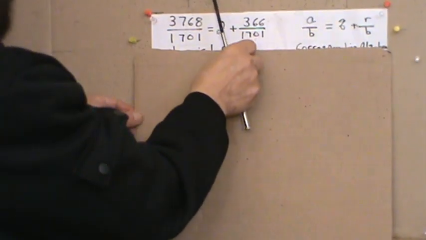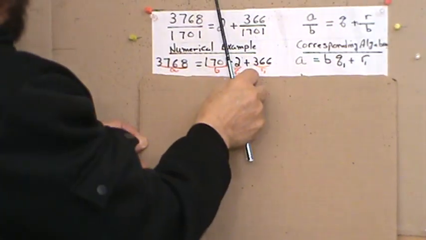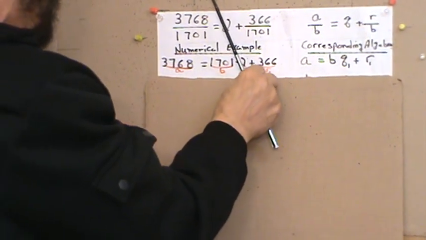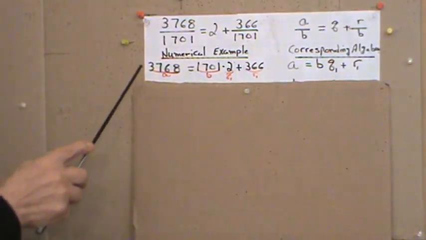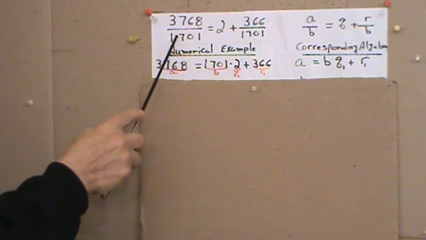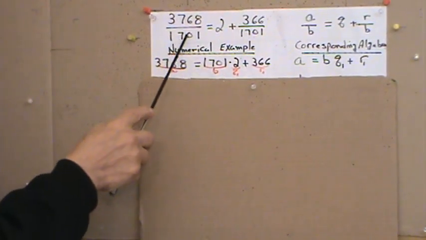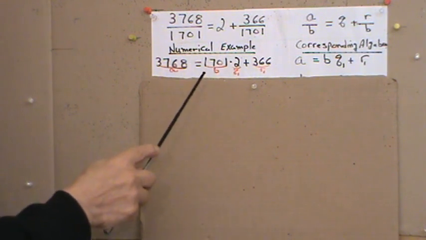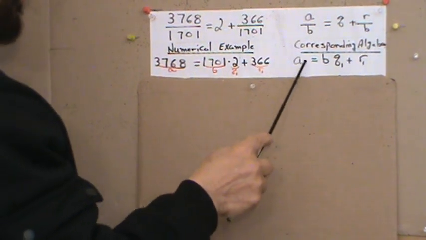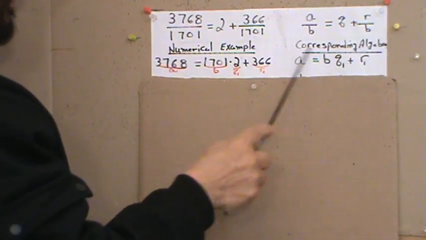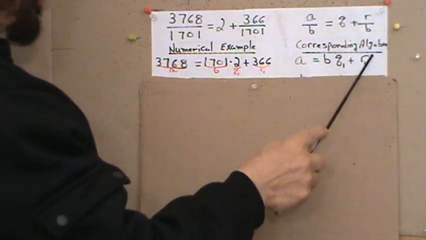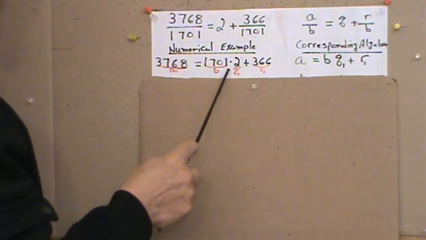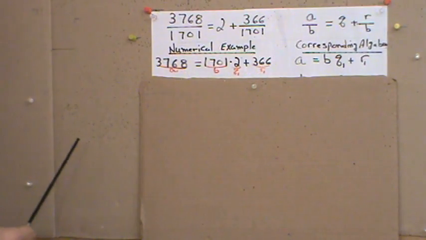So now, look what happens for the next step. In this example, if I multiply both sides by 1701, I get this one. Is that right? And the same is true here. If I multiply both sides by B, I get this one. So this is the algebraic equation corresponding to this numerical example.